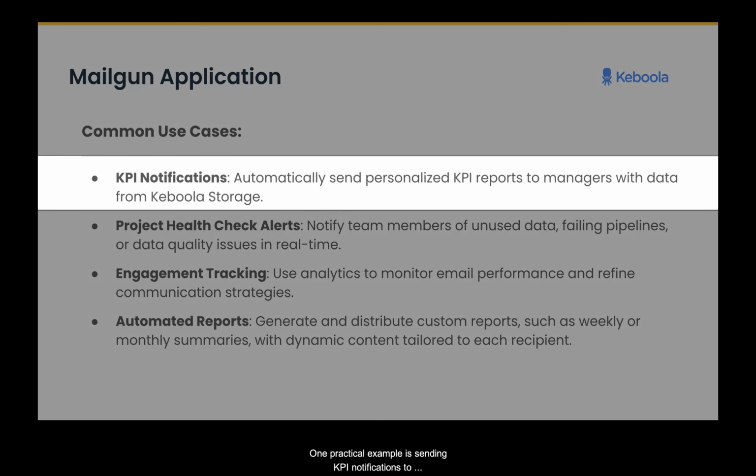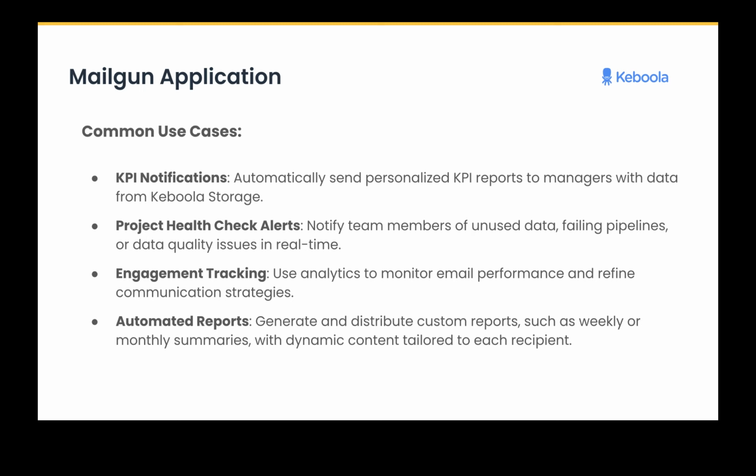One practical example is sending KPI notifications to managers across your organization. Imagine you have a predefined email template that includes dynamic fields. These fields are automatically populated with values from Keboola tables. For instance, each manager would receive an email with their branch's specific KPI results. This way, Mailgun automates the process of retrieving data from Keboola storage, inserting it into the email template, and sending personalized reports to each recipient.